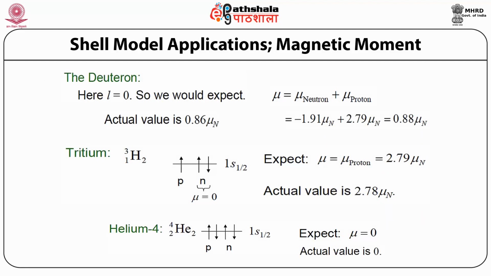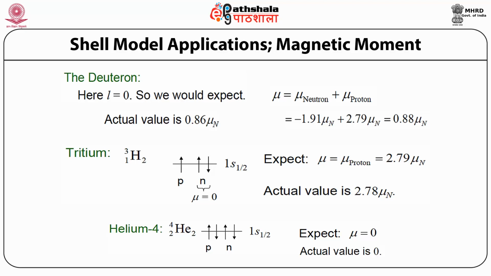Shell model applications, magnetic moment. Here in this slide, various examples have been discussed. For example, the case of deuteron. For deuteron, there is one proton and one neutron. So, both odd proton and odd neutron are in the 1s orbital. For s orbital, L is equal to 0. So, here L is equal to 0. So, we would expect mu is equal to mu neutron plus mu proton, that is equal to minus 1.91 mu n plus 2.79 mu n is equal to 0.88 mu n.